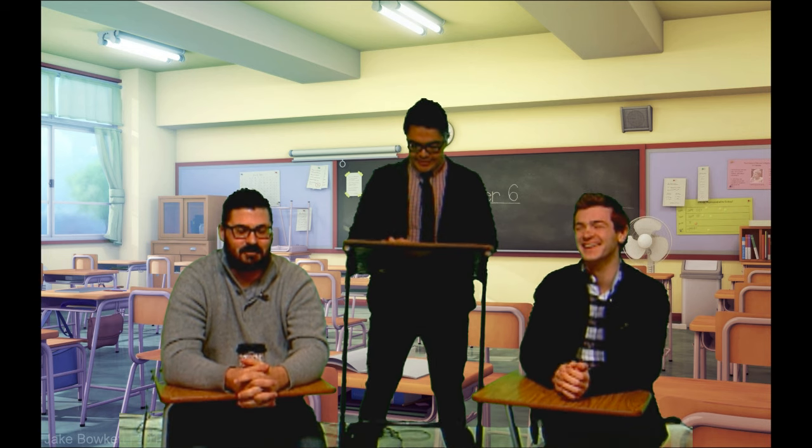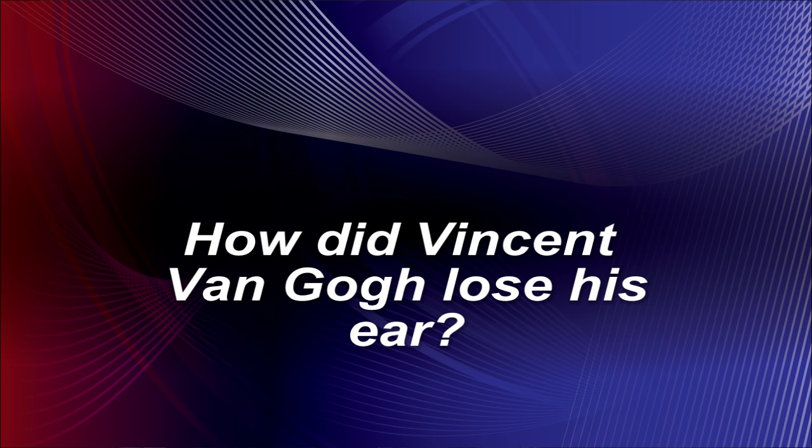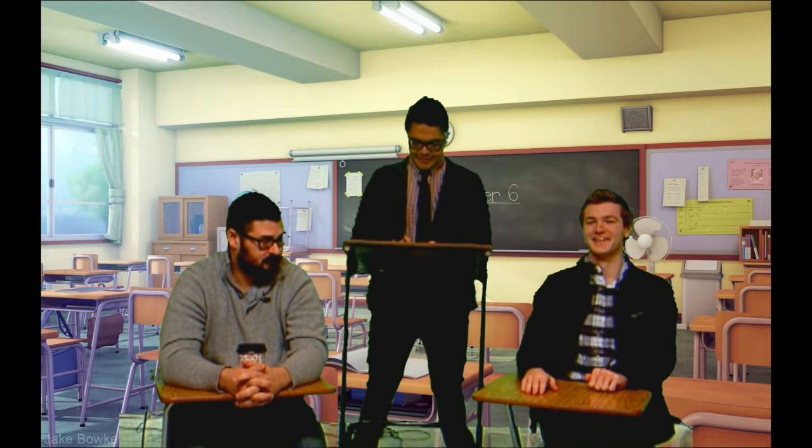I'm sorry. That's okay. All right, and for our third question, we have, how did Vincent Van Gogh lose his ear? Mr. Meany? He cut it off with a razor. Wrong. Michael? He cut it off with a knife. I'm sorry, but that is incorrect.